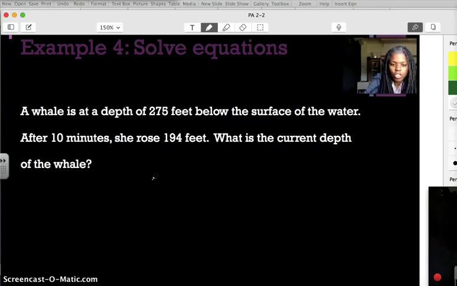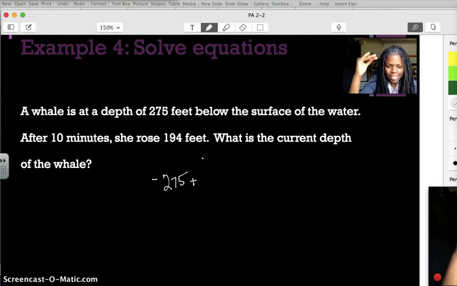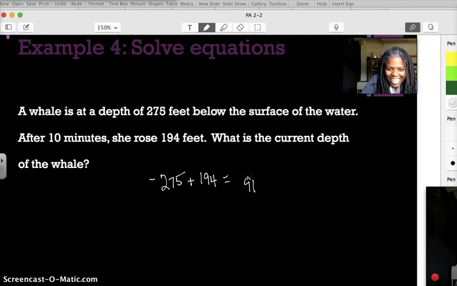So we know the initial place where the whale was, 275, negative because it was below sea level, or below the surface of the water. And then she rose, to rise is to go up, 194 feet up. So this problem basically is negative 275 plus 194. And I initially thought it was 91, but it's actually 81. So there, let me change that.